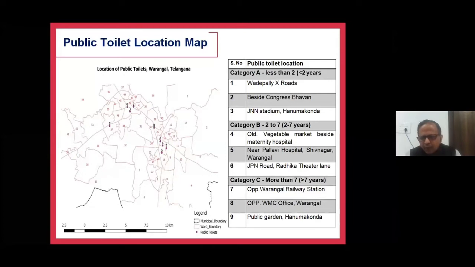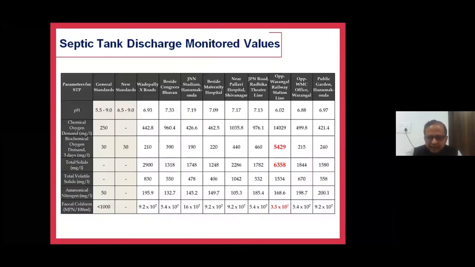Nine public toilets were identified, again very systematically. Some are new, less than 2 years old, with on-site containment. Some are moderately old, 2 to 7 years, and some are very old. Some are in very commercial areas, some have less footfall. Interestingly, when the data was captured, the BOD levels were in the range of 190 milligrams per liter to 5,429 milligrams per liter.